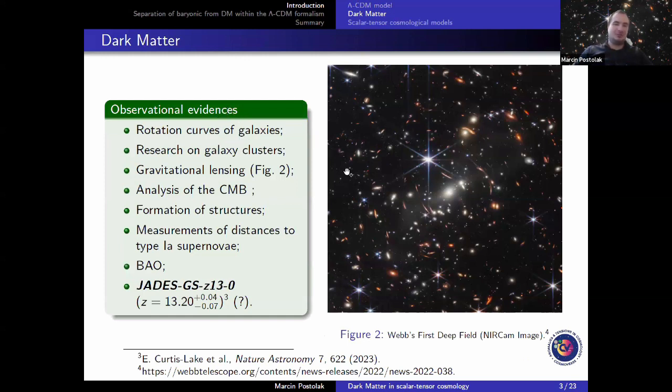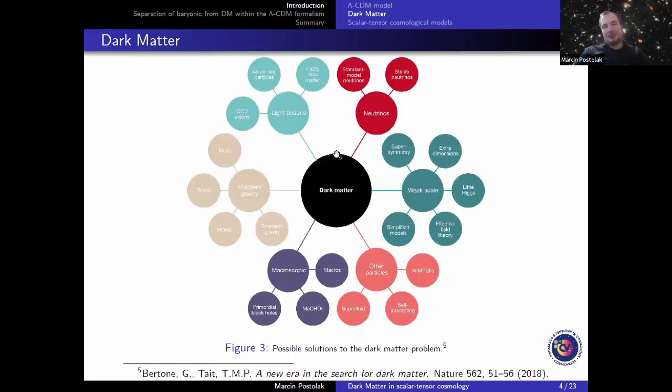Of course we have lots of evidence for the existence of dark matter. For example, the famous rotation curves of galaxies, gravitational lensing, as you can see here in the Webb first deep field, analysis of the cosmic microwave background, and maybe the existence of the high-redshift galaxies observed by the James Webb telescope. You could also think about the problem of dark matter in terms of some cases of modified gravity, for example, tensor-vector-scalar, about which I will say more, light bosons such as fuzzy dark matter, neutrinos, weak-scale particles like WIMPzillas, and macroscopic objects.